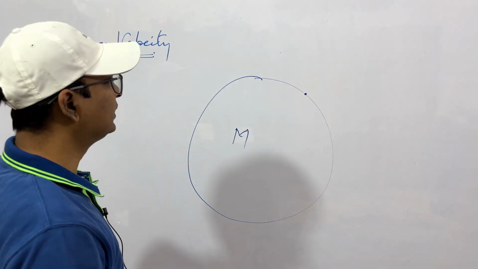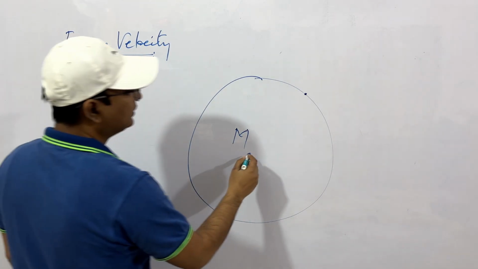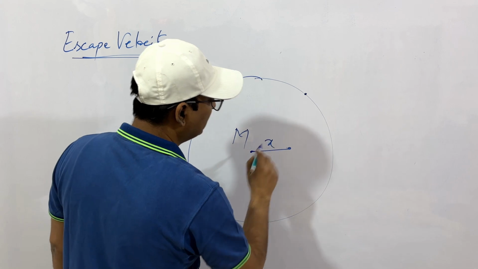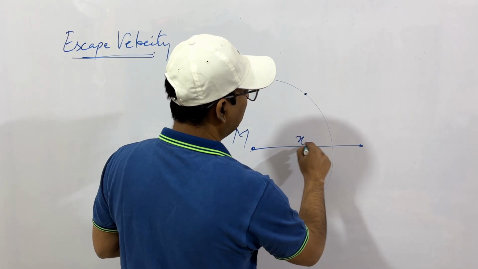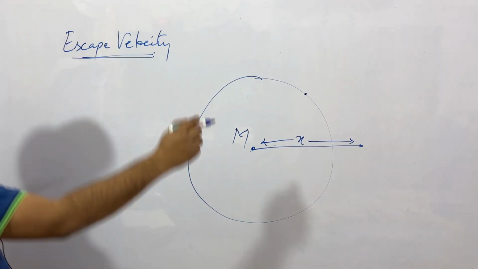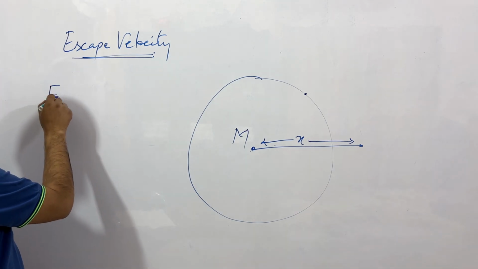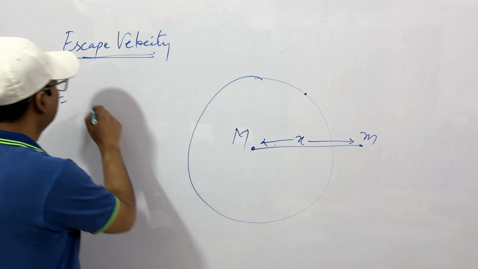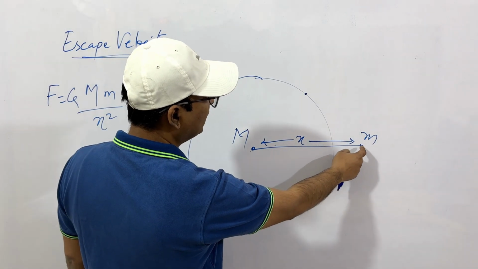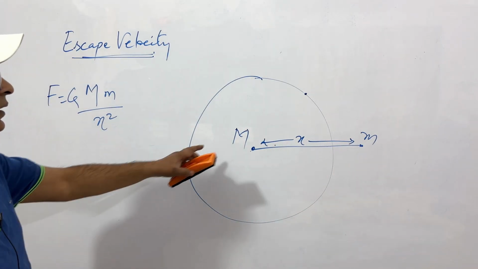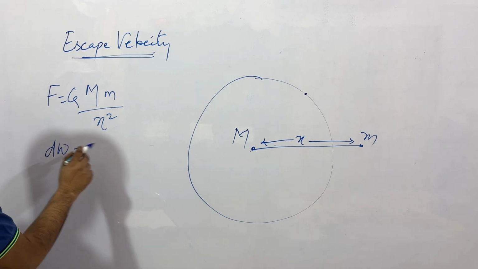So let's take the example of Earth. Let's say we are talking at a distance x. Let this be x. What is the potential at this point? Or we can start from scratch. What is the force experienced by a body of mass m at this point? It will be GMm by x square. So this is the force experienced by a body of mass m, which is distant x from Earth of mass capital M.